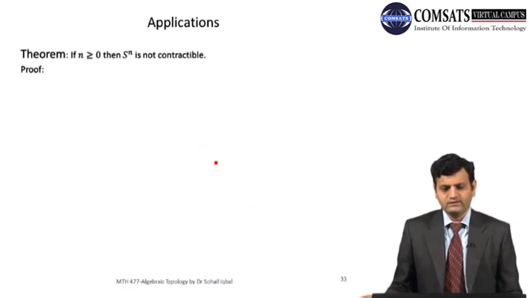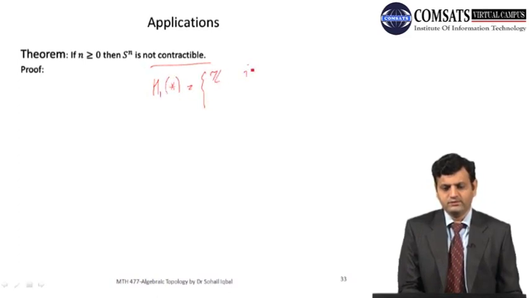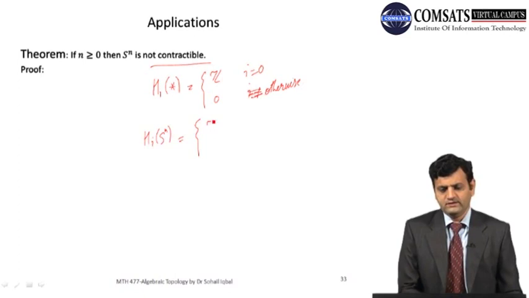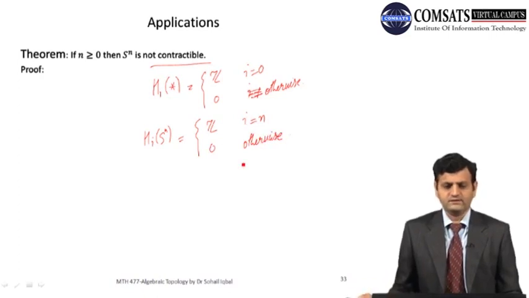If n is greater than or equal to 0, then Sn is not contractible, because if it were contractible, it would have the same homology as a point, and we know the homology of a point: Hi of a point is equal to Z if i is equal to 0, and 0 otherwise. And we know the homology of the sphere: Hi of Sn is equal to Z if i is equal to n, and 0 otherwise. So we can see that their homologies are different, which is why Sn is not contractible.